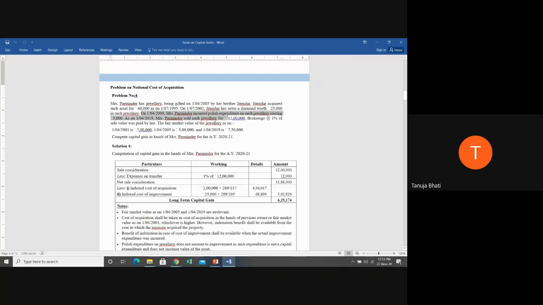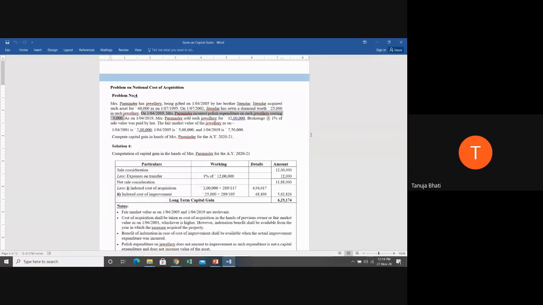Next, on 1/4/2009, Parminder incurred a polish expenditure on such jewelry costing 5,000. Now, what is this? Expenses. What expenses? Selling expenses? No. Cost of improvement, ma'am. Cost of improvement to the current owner.